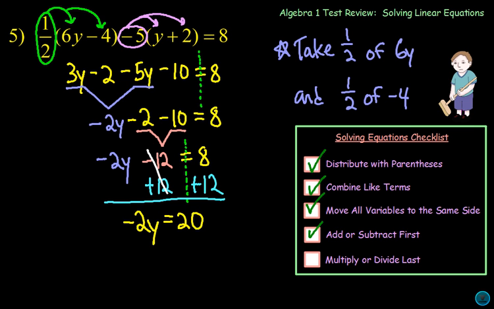Now, last thing on the checklist is multiply or divide. Multiply or divide last. All right, so that says -2 times y. And again, if you wanted to, you can squeeze in a little dot there to remind yourself that means multiplication. And then the opposite of multiplication, well, it's to divide. So we need to divide both sides by -2.